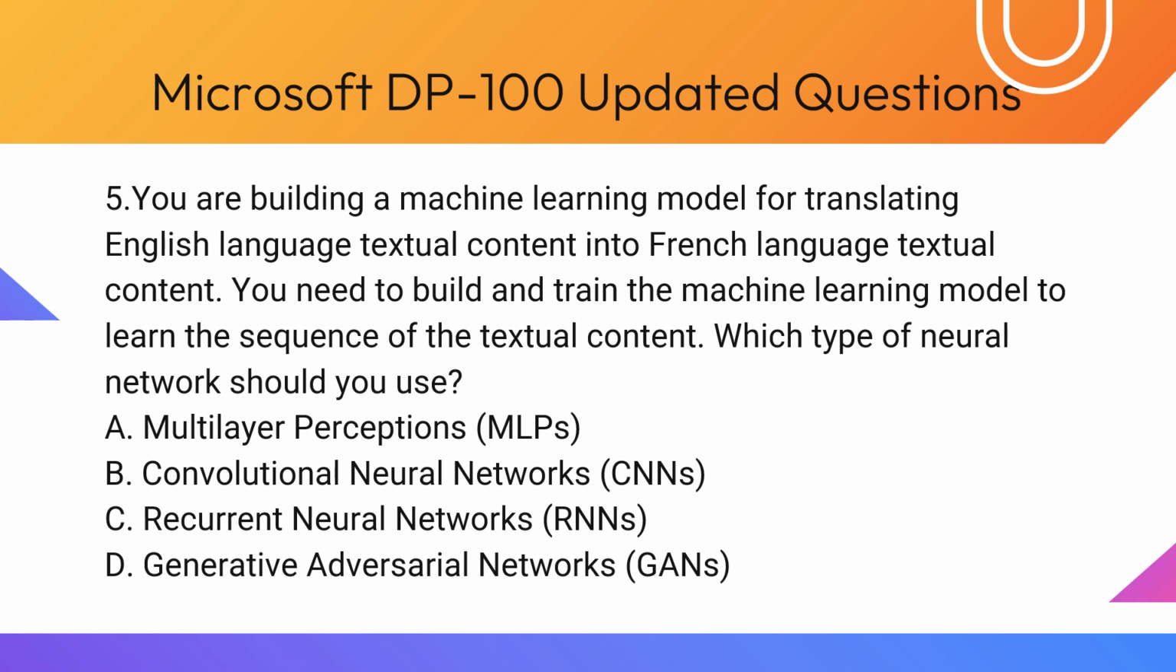5. You are building a machine learning model for translating English language textual content into French language textual content. You need to build and train the machine learning model to learn the sequence of the textual content. Which type of neural network should you use? A. Multilayer perceptrons, MLPs, B. Convolutional neural networks, CNNs, C. Recurrent neural networks, RNNs, D. Generative adversarial networks, GANs.